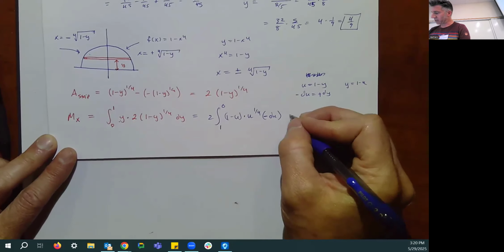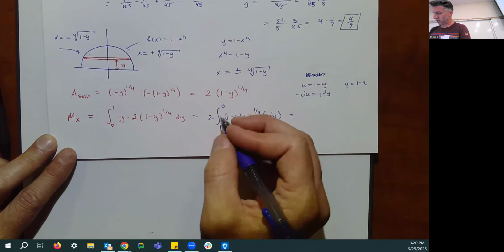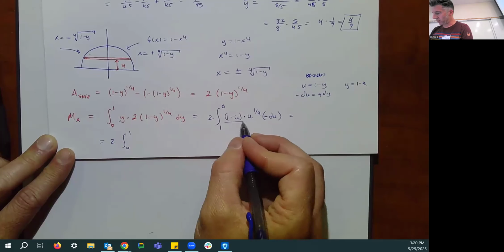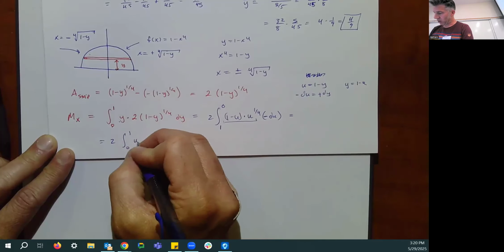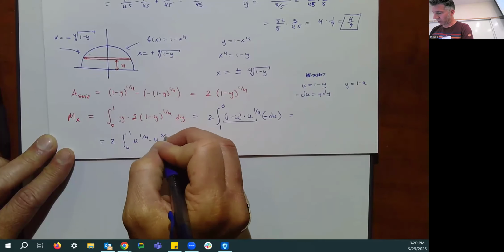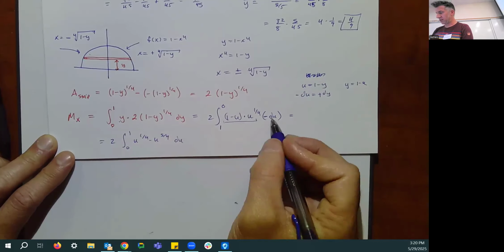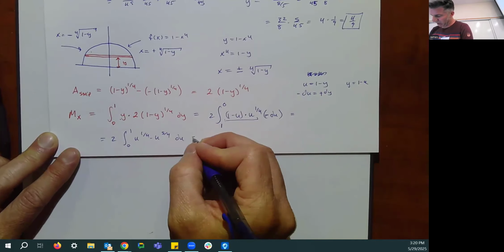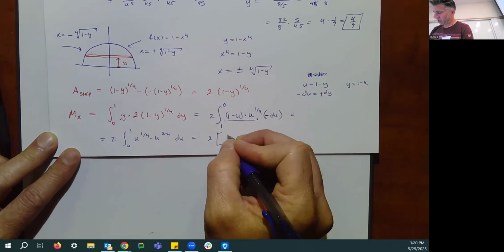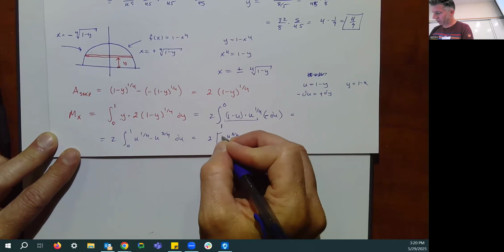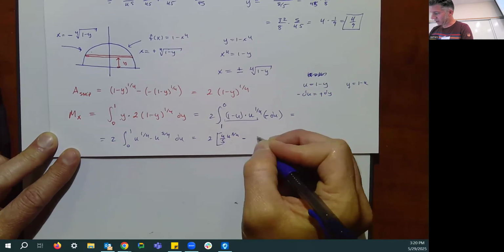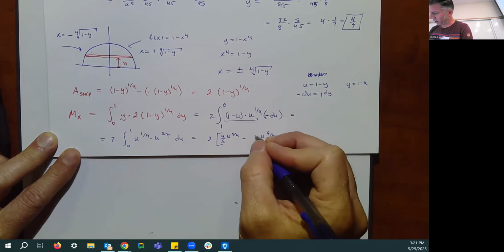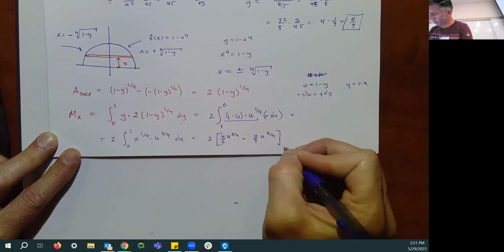So then we could fix this. We could get rid of this negative sign by interchanging those and get 2 integral from 0 to 1. Multiply this out. You get u to the 1/4 minus u to the 5/4 du. I lost the negative sign by interchanging the order of the limits of integration. And then finally, we integrate, we get u to the 5/4 divided by 5/4 minus u to the 9/4 divided by 9/4 from 0 to 1.